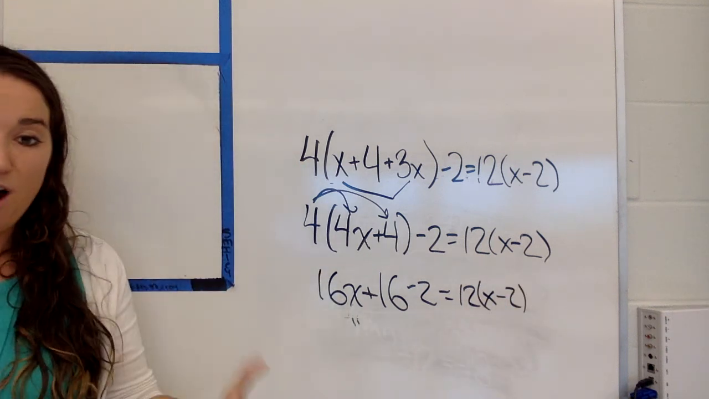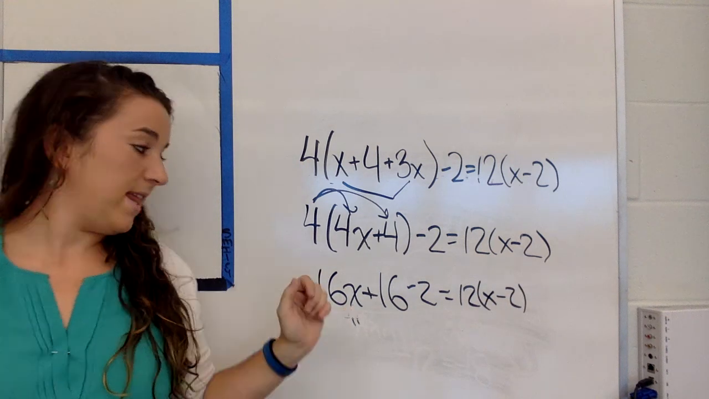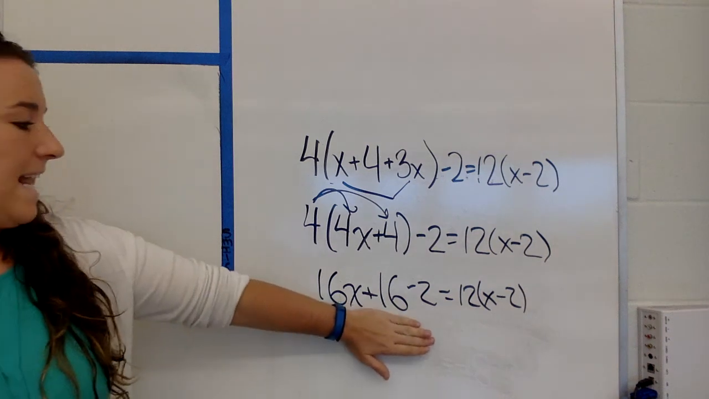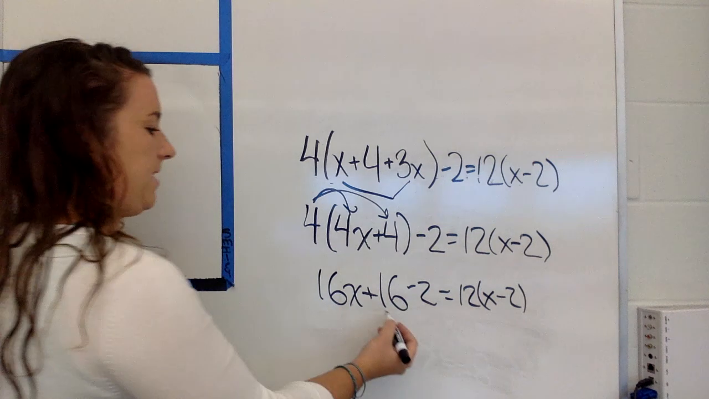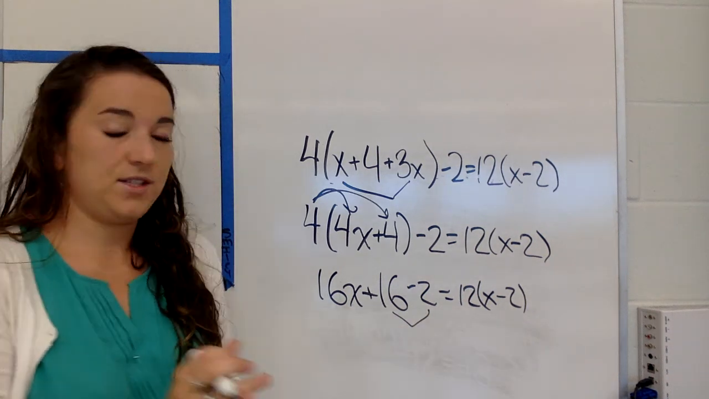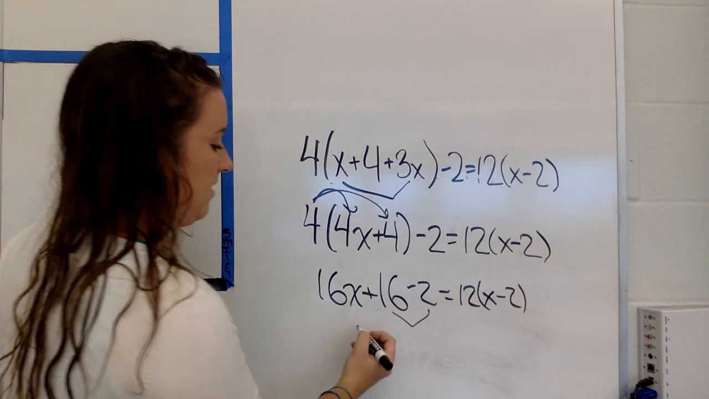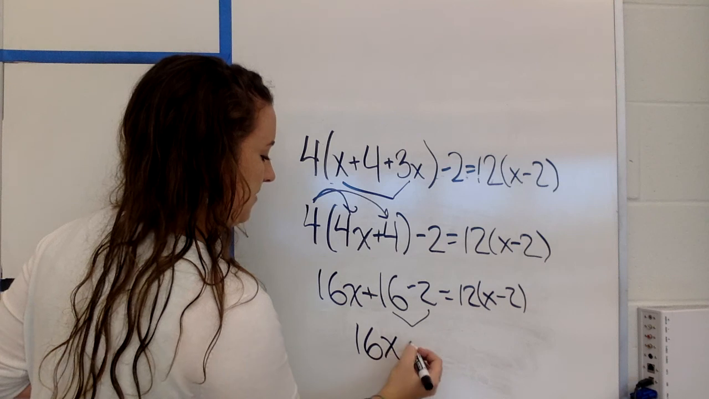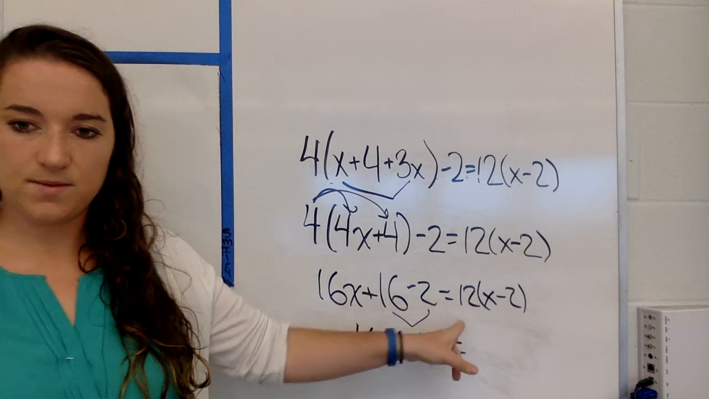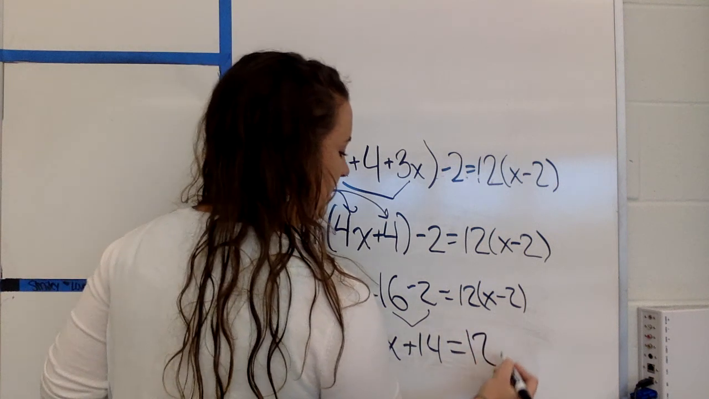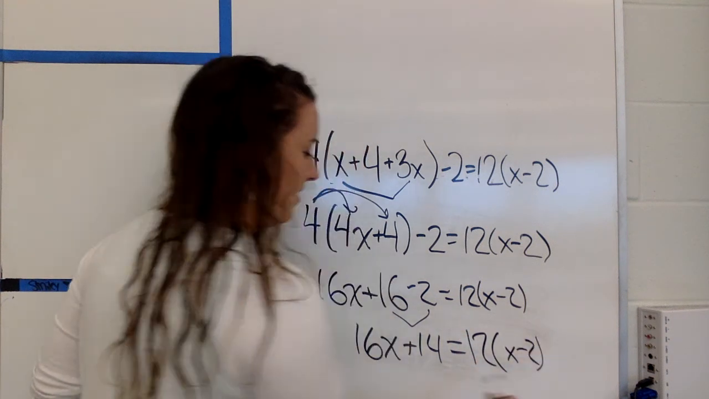I want you guys writing out all of your steps so we can see where we're making the errors. Now I can further simplify this by doing what? Combining my like terms. Plus 16 minus 2. 16 minus 2 is 14, so it'll be 16x plus 14 equals, how can I simplify this? Or let's leave it, copy it down exactly the same way.